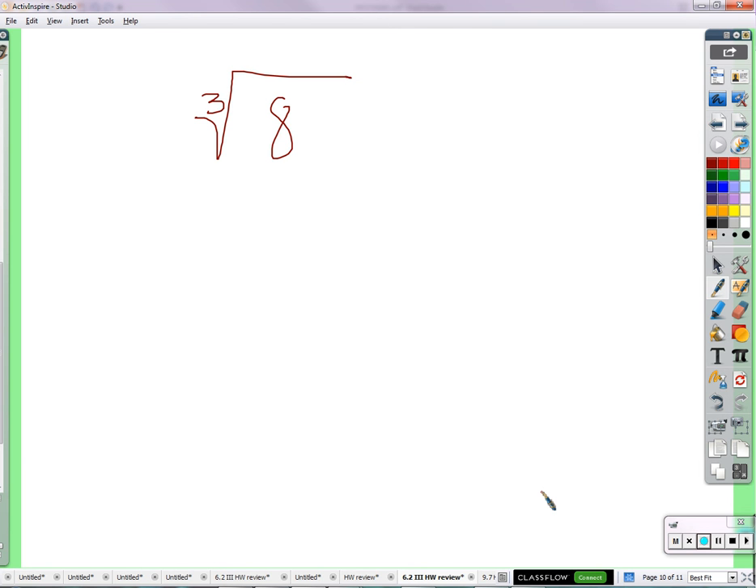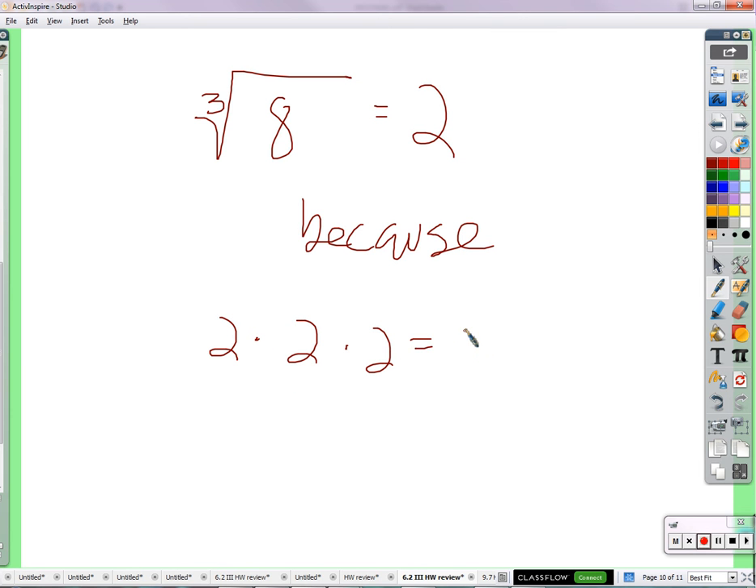So 2 is the cube root of 8. Oh, that's easy. Wait, so what's that? Let me write why that is, right? Because 2 times 2 times 2 equals 8. 2 times 2 is 4.